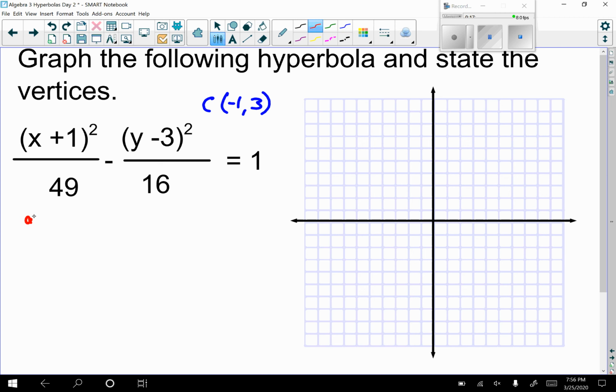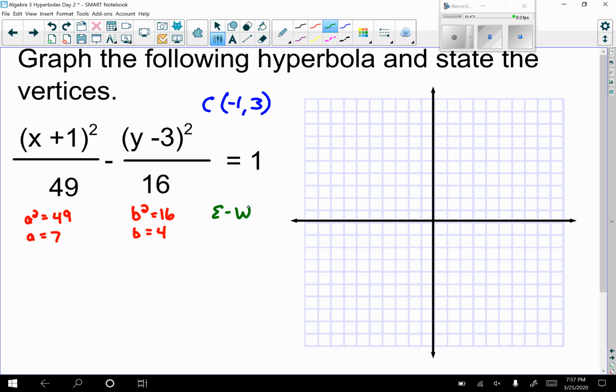Again, a squared always is our first denominator. So a squared is 49. A is 7. That makes b squared 16. So b is 4. Because the x is in our first numerator, this is an east-west facing hyperbola. And then we'll go ahead and graph this now.